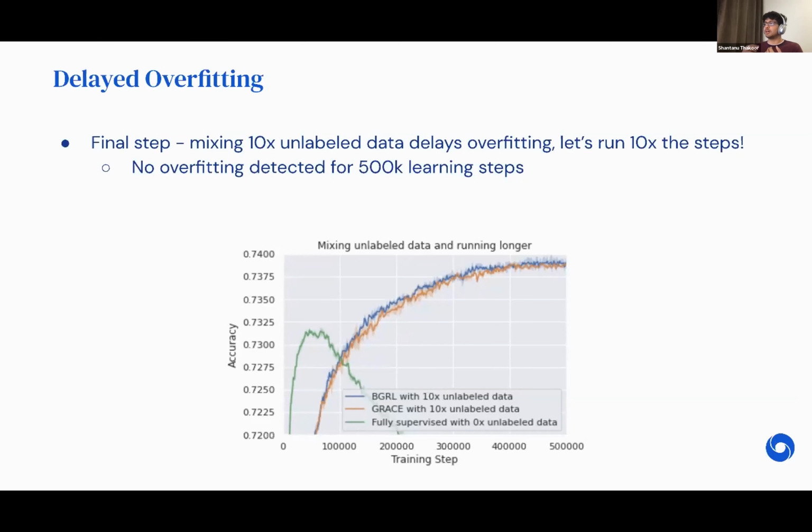And finally, since mixing more unlabeled data is preventing overfitting, we just run for 10 times longer. So we could train for up to 500,000 steps without overfitting. And again, because of time constraints, we just stopped here, but it's really improved performance.